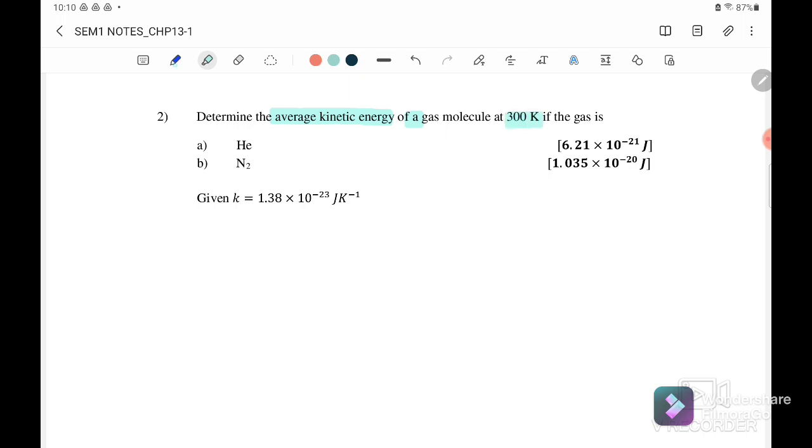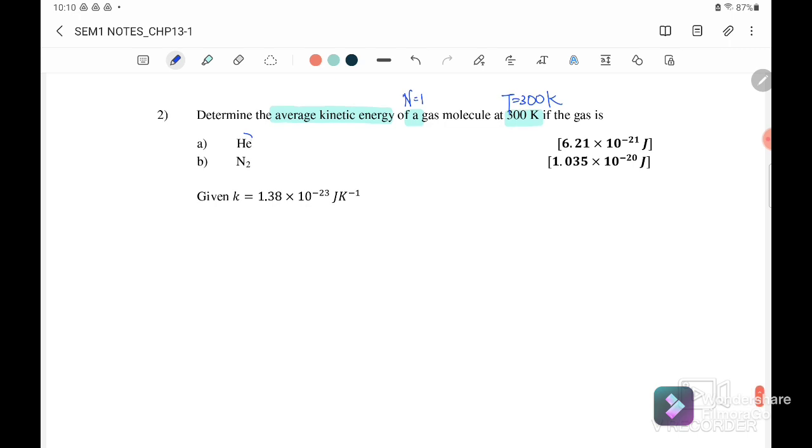Question number 2, determine the average kinetic energy of the gas, meaning n is equal to 1, at the temperature of 300. So these are the information we have: n equals 1 and the temperature is 300 Kelvin. We want to find the kinetic energy of helium and nitrogen. Helium is monoatomic and nitrogen, N2, is diatomic. For monoatomic, the degree of freedom is 3, and for nitrogen the degree of freedom is 5. So we go to question 2A first, where we want to find K average.